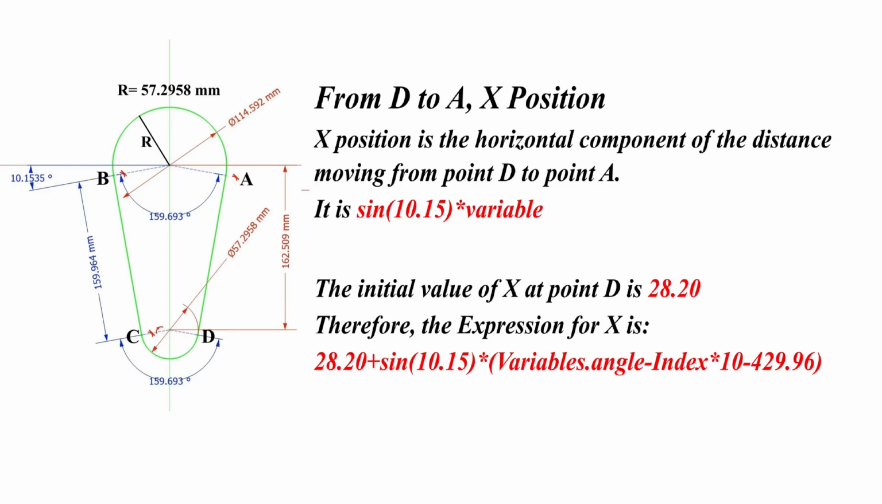For section D to A, the x position is the horizontal component of the distance traveling from point D to point A. So it is sine 10.15 degrees times variable. Initial value of x of point D at 429.96 is 28.20. Therefore, the expression is 28.20 plus sine 10.15 times variable.